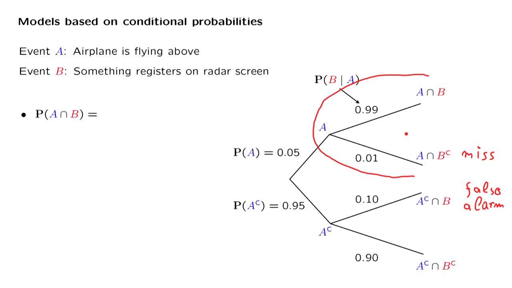Let us look at this question. Can we calculate the probability that both A and B occur? It's this particular scenario here. How can we calculate it?